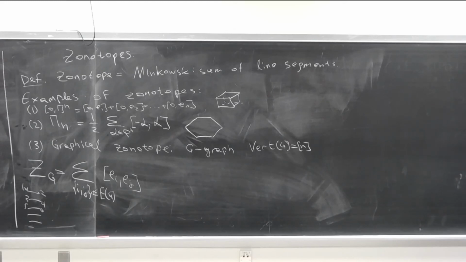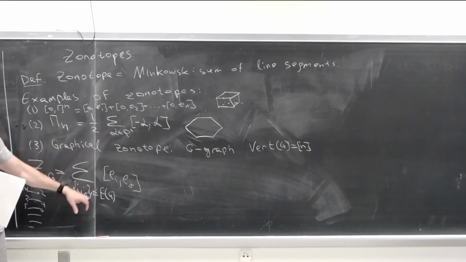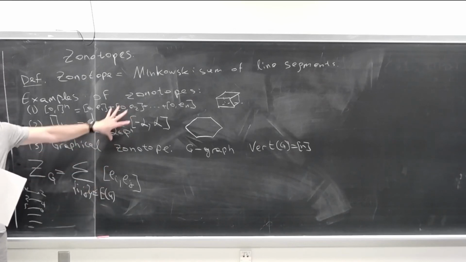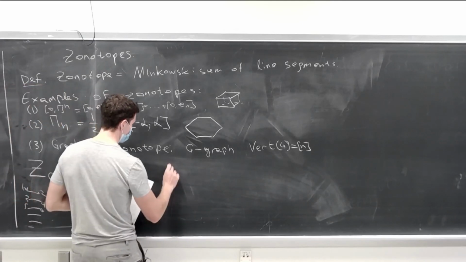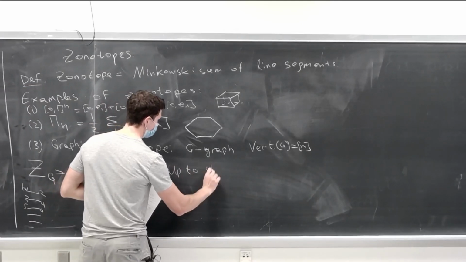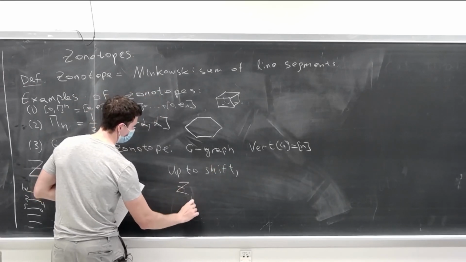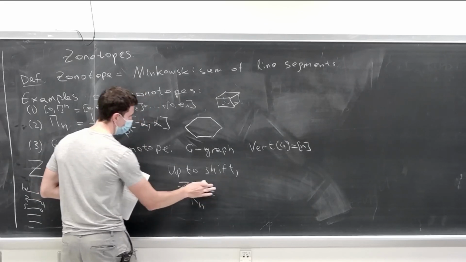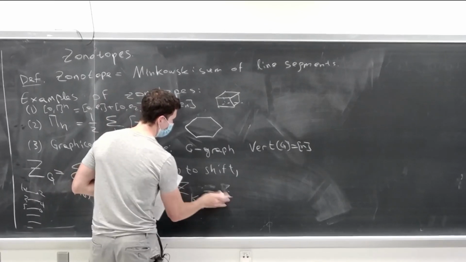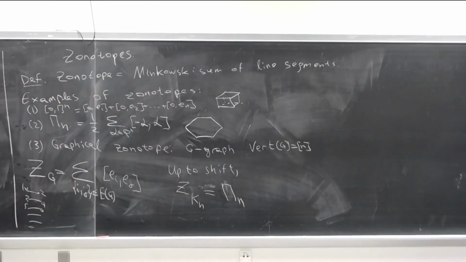Do edges correspond to reflections? Actually, well, the edges should correspond to positive roots. Yeah, this formula should be almost the same as this formula. Oh, nice. It's just Kn. Okay, and actually that's correct. So up to shift, the graphical zonotope for the complete graph, Kn, is equal, up to shift, to the permutahedron of type A n minus 1. Yeah.